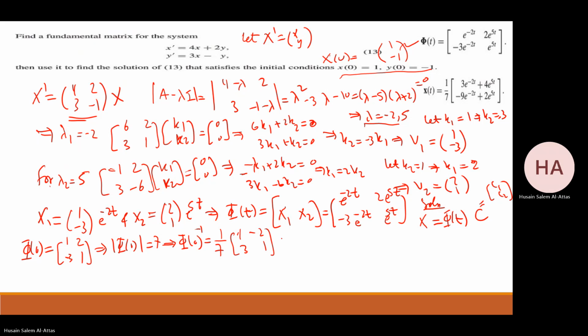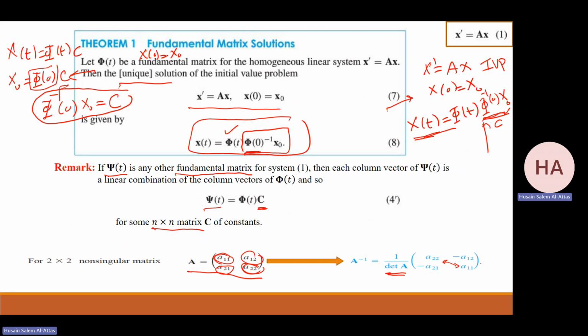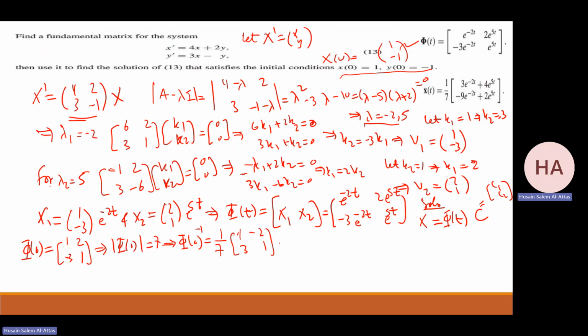So now I need to do what? I need phi at 0 inverse times x0, then the rest times phi of t. So I need to find phi at 0 inverse times x0. That will be 1/7, don't forget 1/7, 1 minus 2, 3, 1. What is x0? 1, minus 1. So that will be 1/7 times what? 1 plus 1, that is 3. Okay. 3 minus 1, that is 2.